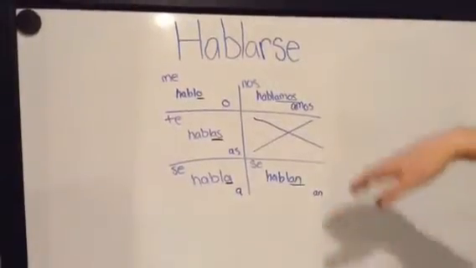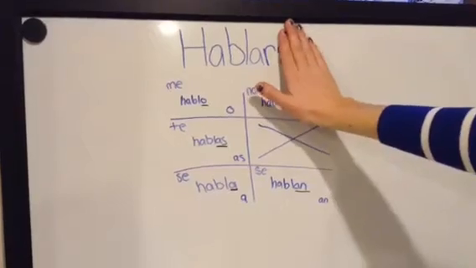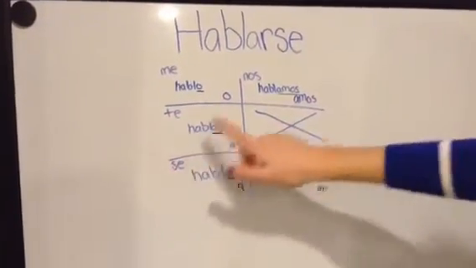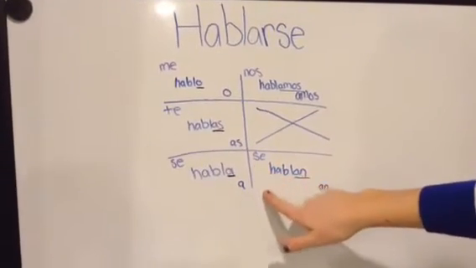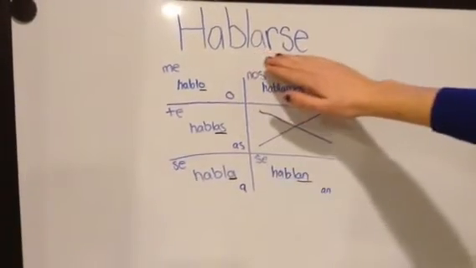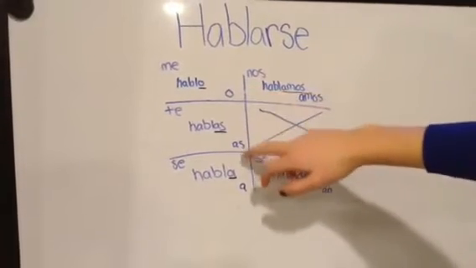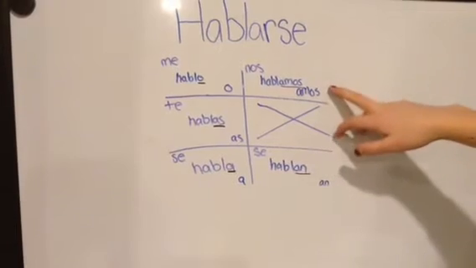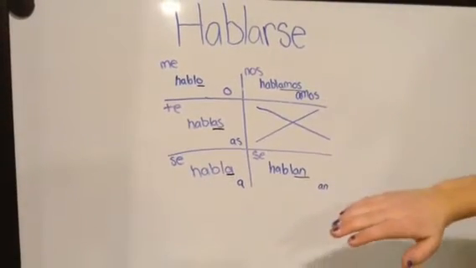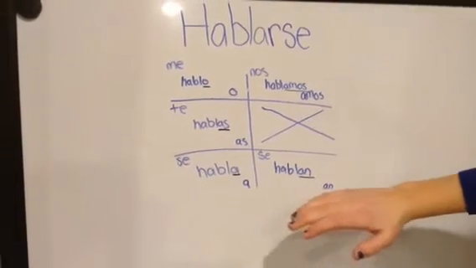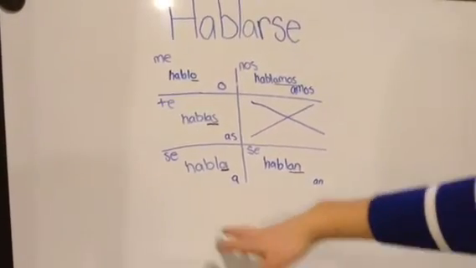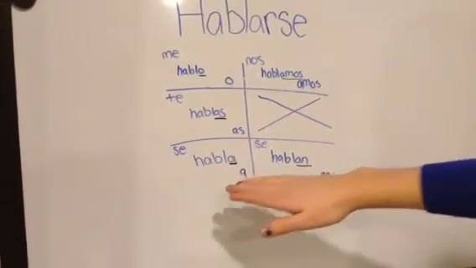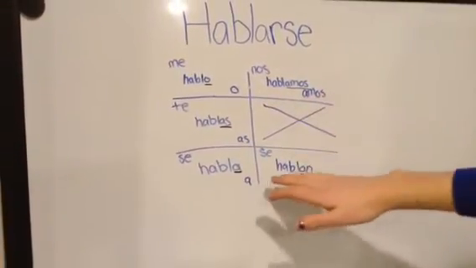First you take off the ending, se, and you add to the beginning me, te, se, nos, or se, and then you conjugate the ar for the yo form, the tú form, the él, ella, usted form, the nosotros form, or the ustedes, ellos, ellas form. So then you would have me hablo, te hablas, se habla, nos hablamos, or se hablan.